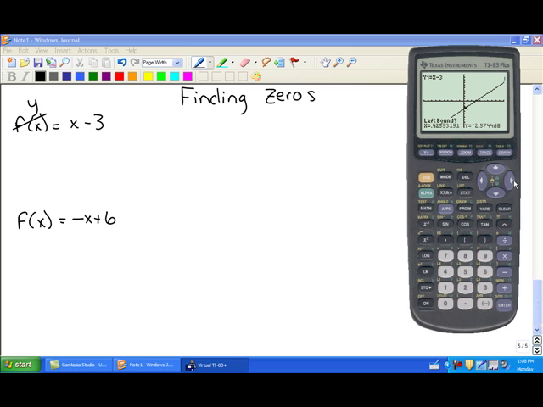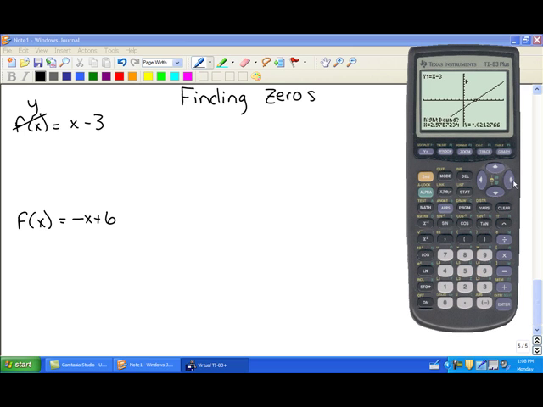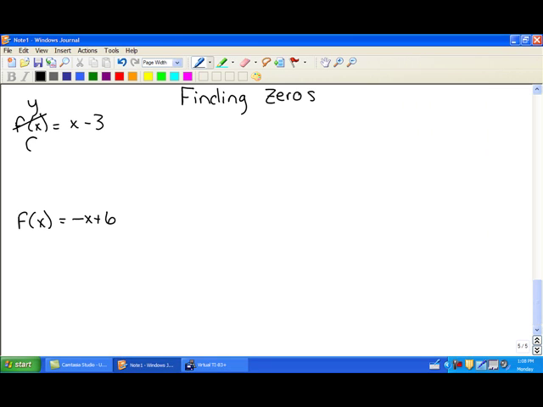We're always going to put our cursor to the left of the x-intercept, hit enter. Put our cursor to the right of the x-intercept, hit enter a second time. And when it says guess, just hit enter a third time, and you'll see that that actual x-intercept, or that 0 in this case, is going to be a positive 3. Now, we easily could have found that by setting the y equal to 0 and solving, but as we go on with this, we will need to increasingly know how to do this on the calculator.